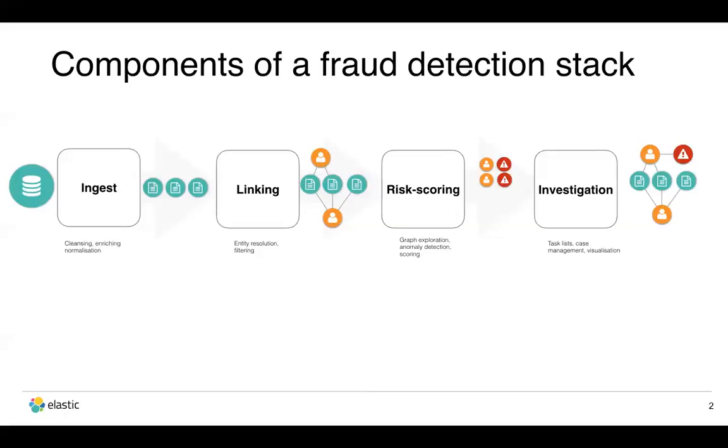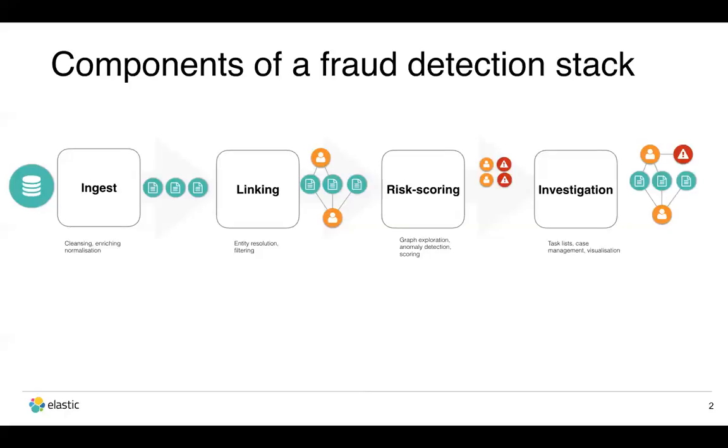And the investigators, as I said, they typically use some kind of task list to work their way through the outputs of the risk scoring. And for those things that are actually genuine risks, they might choose to create a case and store away some details around their investigation. And they will typically use graph visualization tools to understand the little ecosystem around the risky entities and who they're dealing with and who else might be involved. So they might want to use some graph exploration tools to do that.